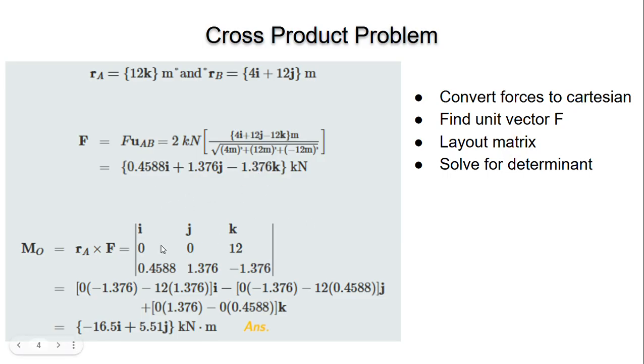And then we'll cross that force vector with our position, either one. rA is used simply because it has 2 zeros in it, which makes the math easy. And then we get our determinant, which is negative 16.5i plus 5.51j in kilonewton meters. And that's our analytical answer, so we need all of our numerical answers to align with that.